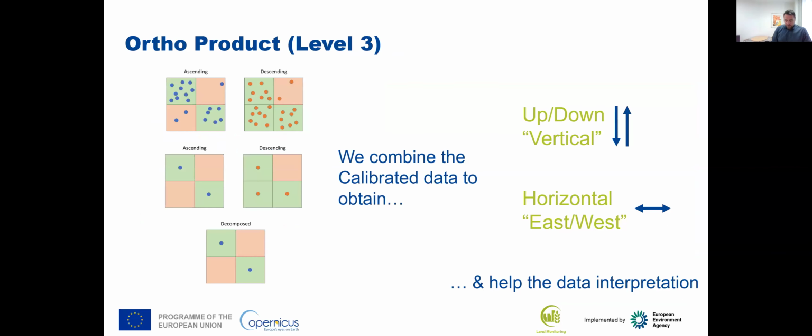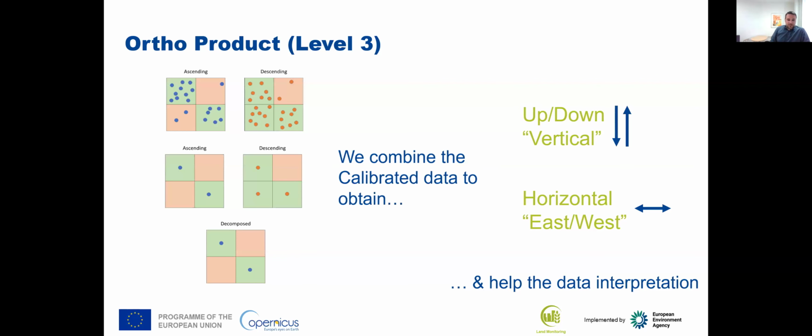Finally, we have the ortho product, which is a sort of combination of the data that we derive for the calibrated product, because for the calibrated product, we derive the data for both the ascending and descending orbit, because the satellite flies from the north to the south and from the south to the north. And according to some geometrical tricks that we apply to the data, we are able to sample the data, which are originally derived at the full resolution of the satellite, to this new grid of 100 meters.